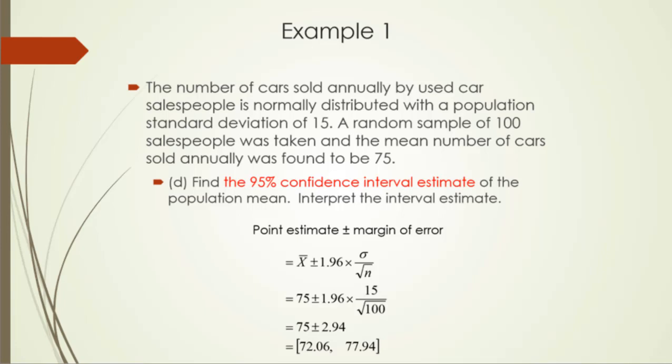Let's look at the confidence interval we just estimated. This interval indicates that there is a 95% probability that true population average cars sold annually by used car salesperson is anywhere between 72.06 and 77.94.